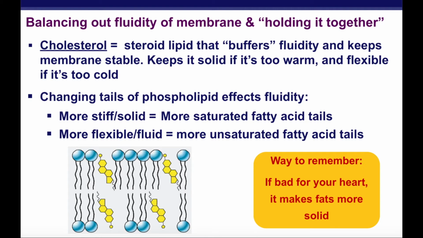Another way the membrane helps control itself is the fatty acid tails. What actually happens is these fatty acid tails can be unsaturated or saturated. If you forgot, unsaturated means it has double bonds inside its fatty acid tail, while saturated doesn't. But one of the big things here is saturated fats like butter are typically pretty solid, while unsaturated fats are typically pretty liquid at room temperature.